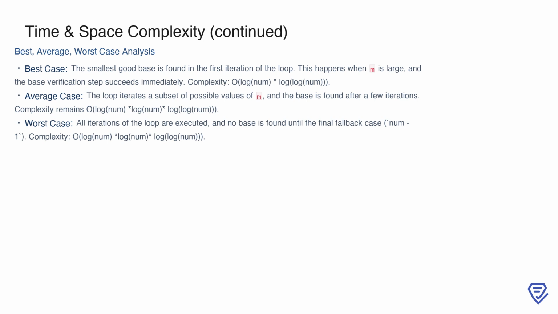In the worst case, the loop must exhaust all possible values of m, and no base is identified until the fallback case of n - 1. Even in this scenario, the complexity does not change; it stays consistent at O(log n * log n). This uniform time complexity across cases highlights the efficiency and robustness of the optimized solution.